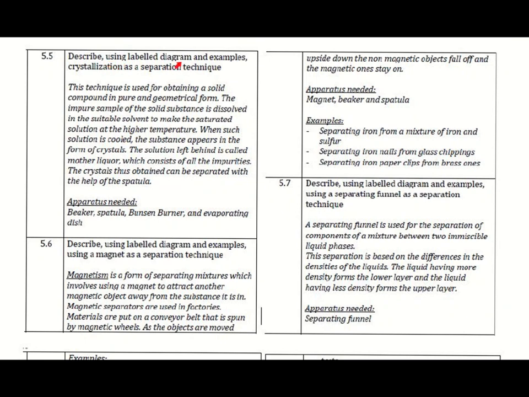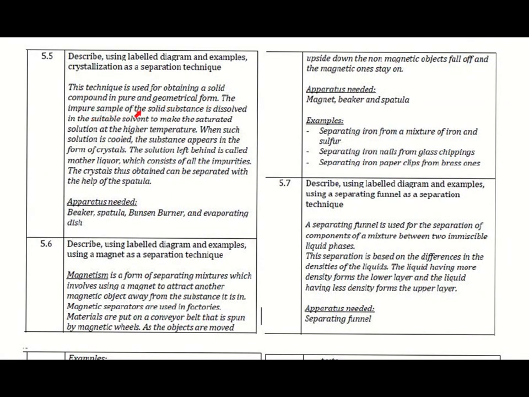Describe, using a labeled diagram and examples, crystallization as a separation technique. Crystallization is very similar to evaporation. The only difference is you are going to obtain a solid which has some solvent, some liquid inside it. When you cool it down, the solid will separate as crystals. So this technique is used for obtaining a solid compound in pure and geometrical form.